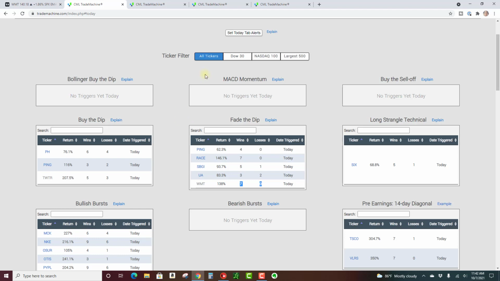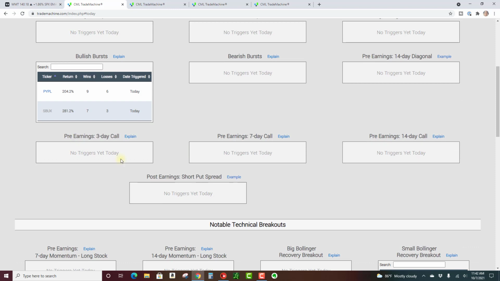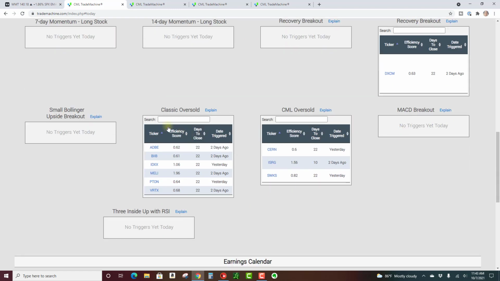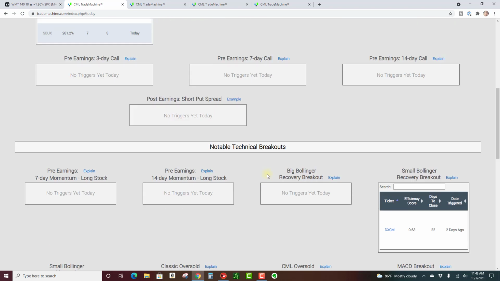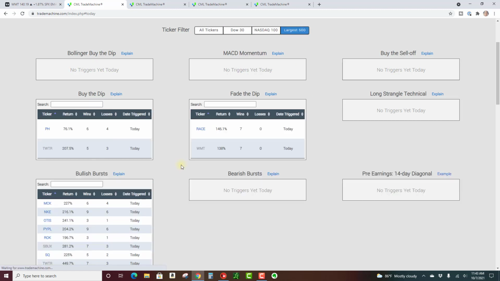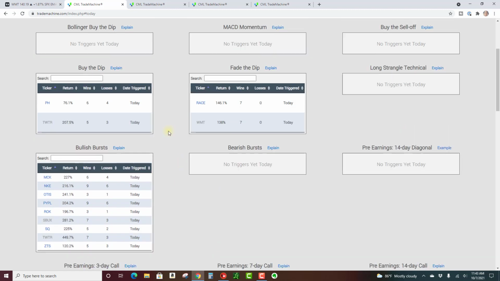The other thing you can do is let's just see what the NASDAQ's doing. So that's going to minimize the amount of trades that are shown. Classic oversold. Here's some more stuff down here. Peloton. I do recognize Skyworks as well. And you could also just look at the largest 500. That's probably more S&P. So you can adjust these a little bit to see what you want to see with your universe.